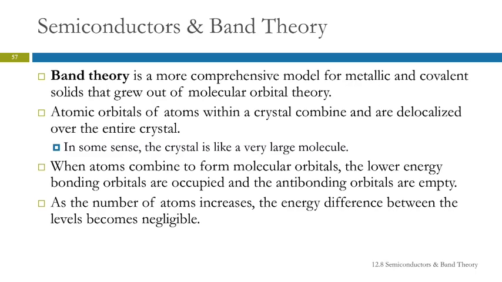When atoms form molecular orbitals, you have the bonding orbitals and the anti-bonding orbitals, right? The bonding orbitals are lower in energy. The anti-bonding orbitals are higher in energy. When you have all of these same atoms together, the bonding orbitals are going to be occupied and the anti-bonding orbitals are going to be empty. And as you get more and more atoms in this crystal or this molecule, the difference in energy between the bonding and the anti-bonding orbitals becomes smaller and smaller.